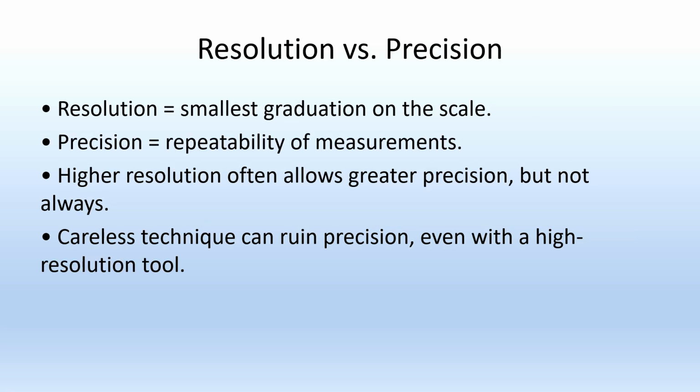So resolution versus precision. Resolution equals the smallest graduation on the scale. Precision deals with repeatability of measurements. So high resolution often allows greater precision, but not always. Careless techniques can ruin precision, even with a high resolution tool. In other words, if you don't know what you're doing or you're not careful, you're going to get a bad measurement. So spend the time to do it right and learn your tool.